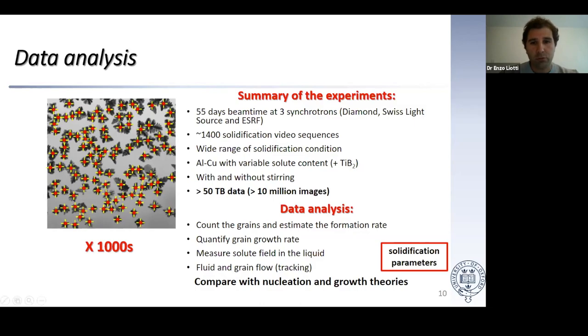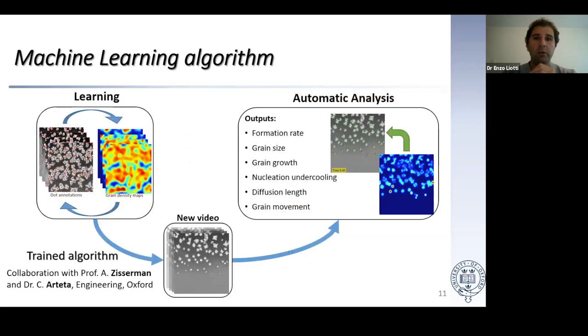However, when we start to look at quantification of grain growth, so if we want to actually learn about the growth of each individual grain, or measure what is called nucleation undercooling, that requires measurement of the solid field, that becomes unfeasible manually by a human, right? Therefore, in collaboration with Professor Andrew Zisserman's group at Oxford Robotics, we developed a machine learning algorithm.